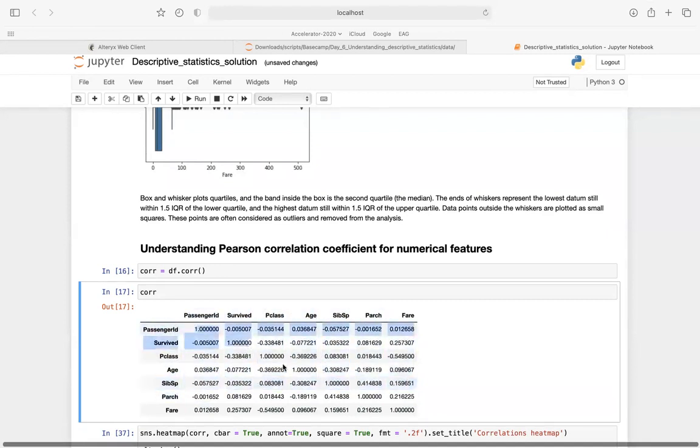All the diagonal line you will see as 1, because the relationship of passenger ID with itself is highly correlated. Okay. So the range of output you will get out of correlation is -1 to +1. What is the range of output? It is between -1 to +1.